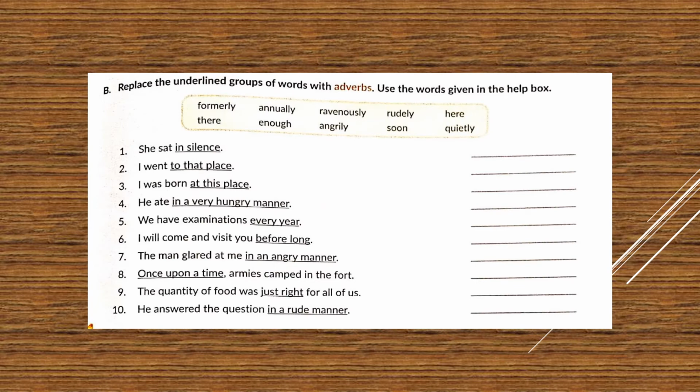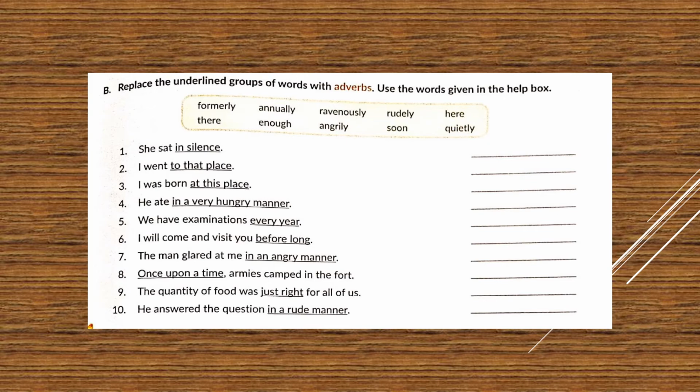Now coming to exercise B, replace the underlined group of words with adverbs. Use the words given in the helper box. Formerly, annually, these are the words given in the box, and you're supposed to use these and replace the underlined words in the sentences given.